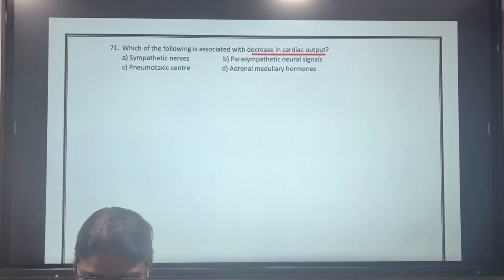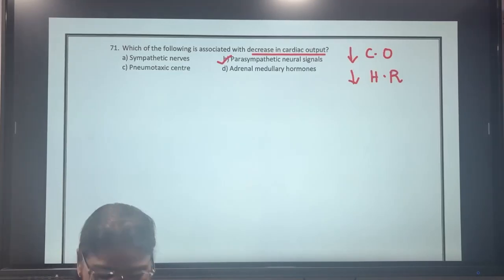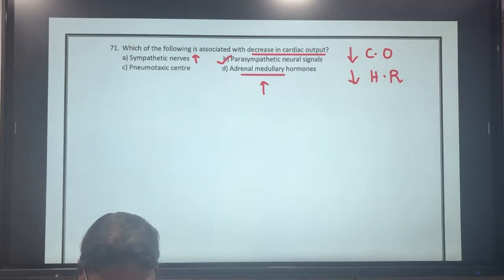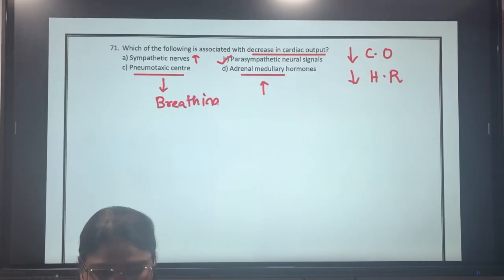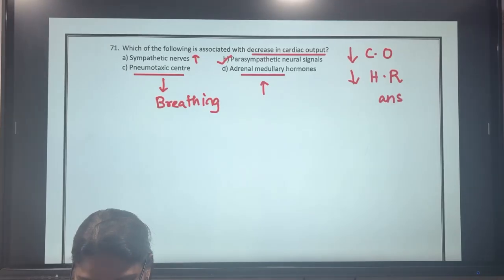Okay, you know, decrease in cardiac output and decrease in heart rate both is done by parasympathetic neural signals. Sympathetic ones increase. Adrenal medullary hormones means adrenaline and noradrenaline also increase. And pneumotaxic center is the one that controls breathing. So the answer is option B.